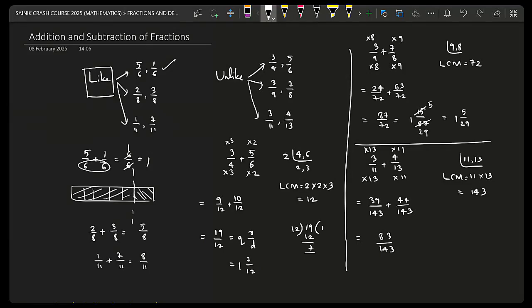Yes, Mayuk. Equal numerators also. Come again. Equal numerators also. While adding or subtracting, we cannot use the equal numerators method. Only while comparing can we do that. Okay.